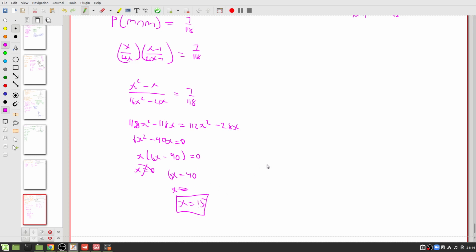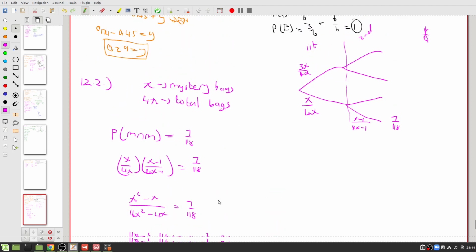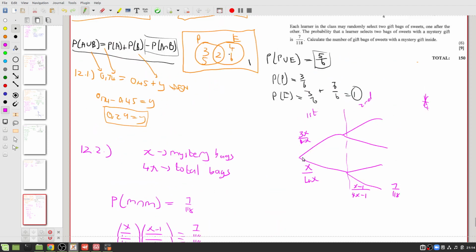So the scenario is probably there were like 30 kids in a class, and each of them gets to choose 2 bags. Right, so that's why 60 bags. So it seems like a legit real-life scenario. Okay, I will admit this last question was a bit tricky to set up.